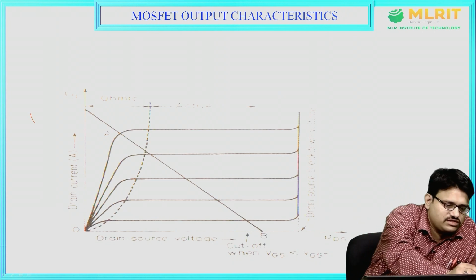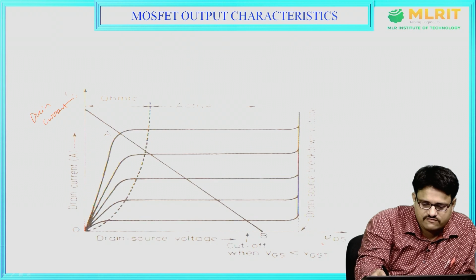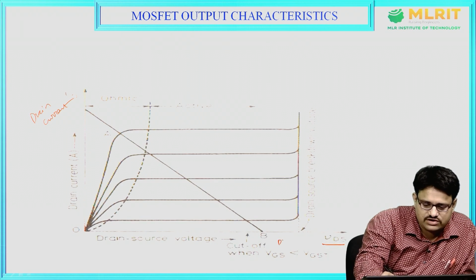As we see, the drain current is coming like this, and the VDS, the drain source voltage.